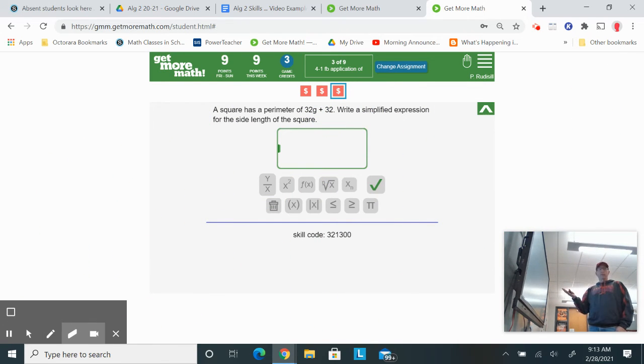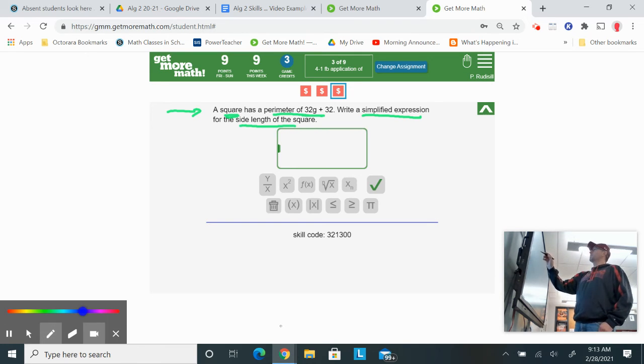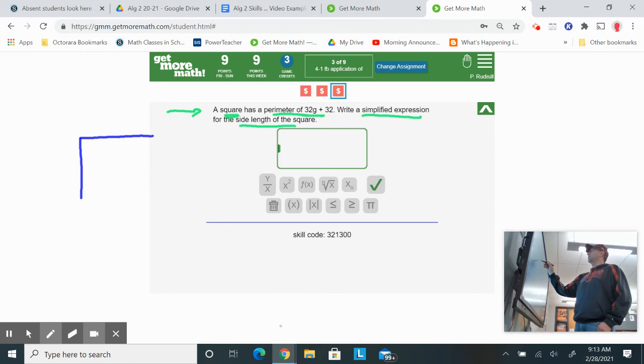And now some of the questions will not have a figure drawn for you already. Like this one here, it talks about a square that has this perimeter. Write a simplified expression for the side length of the square. So what I would do is sketch a square, and I know all the sides are going to be the same. The perimeter, you already know, is 32g plus 32. Now, we're not using division yet. When we get to division, you can actually apply that in here, but you don't even need it.